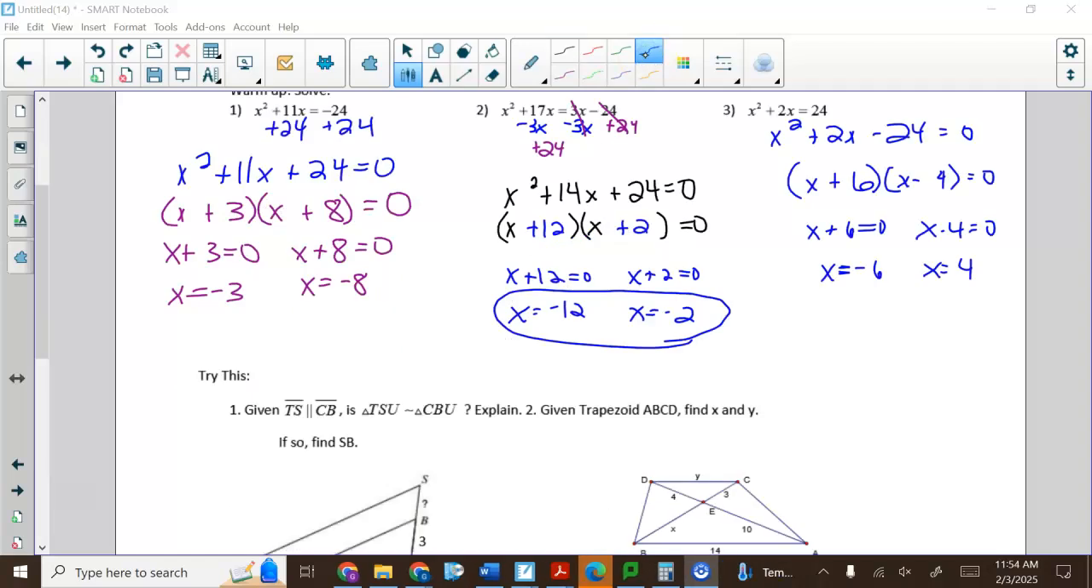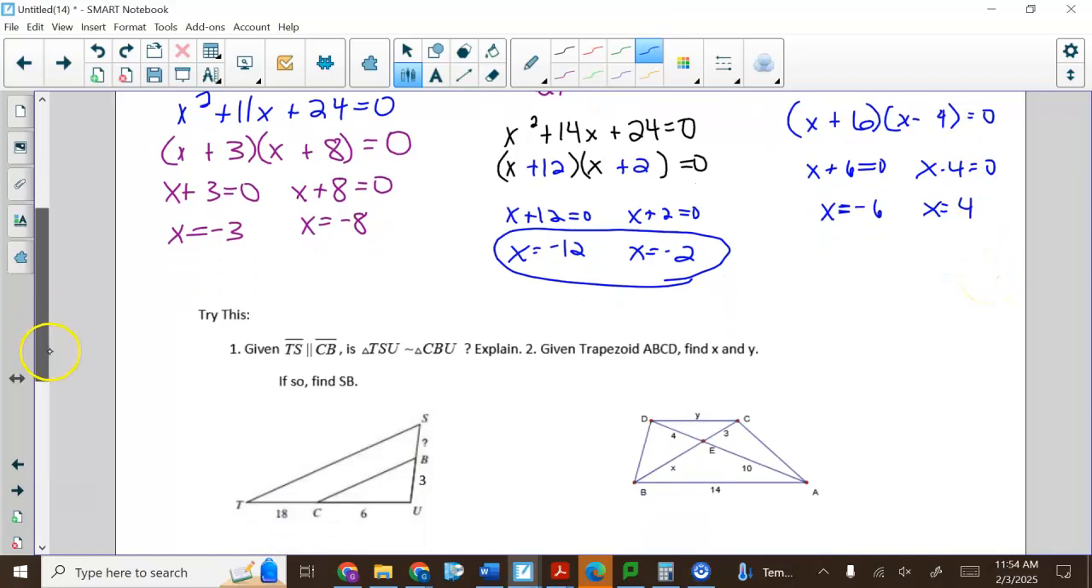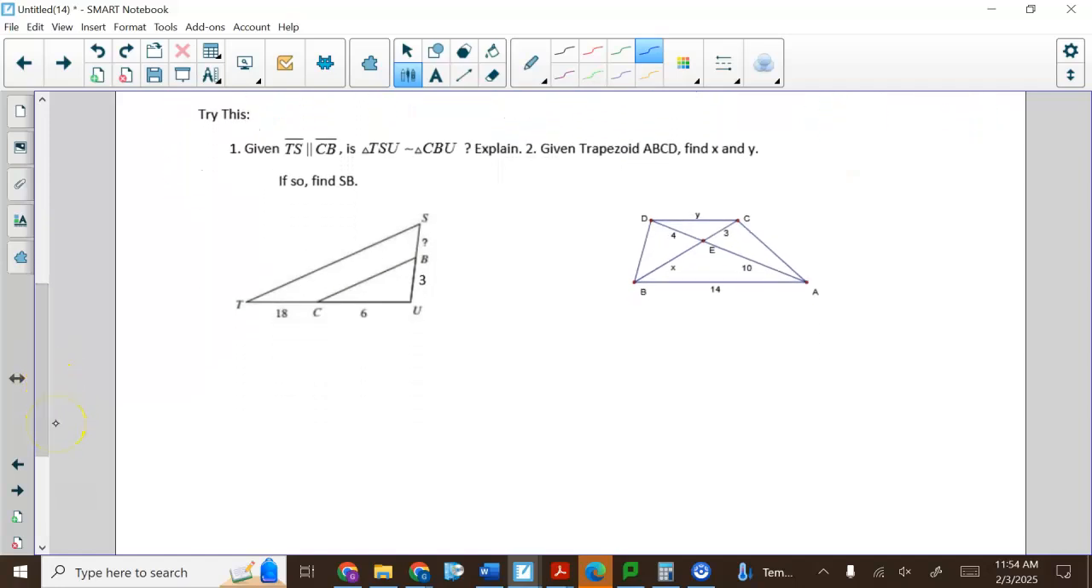All right, so number 2, if we set those factors both equal to 0, we get x equals -12 and x equals -2. On example 3, first step, subtract that 24. Multiply to be 24, add to be 2. So it's going to be +6 and -4. So we set both those equal to 0. x equals -6, x equals +4. We'll keep incorporating factoring quite often here.